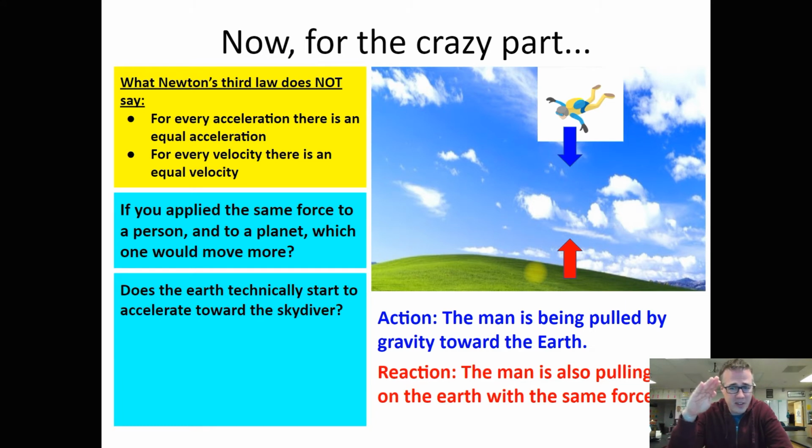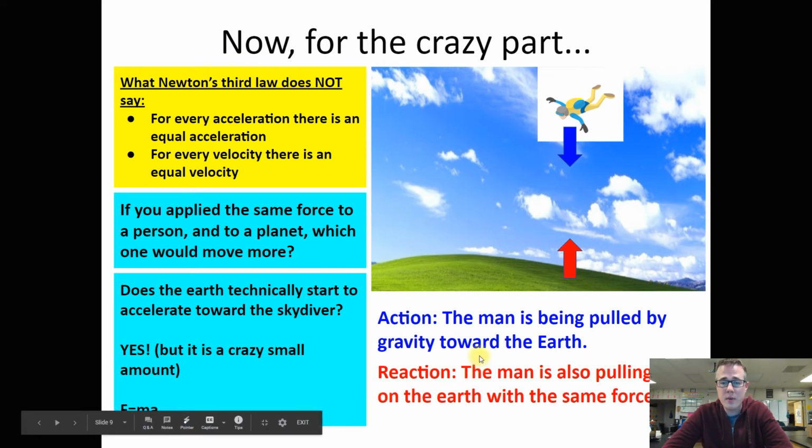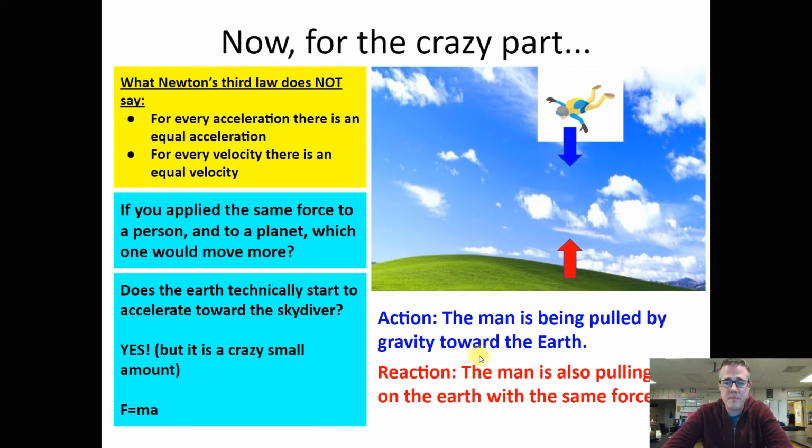It's just the man is accelerating a lot more because he's receiving the same force and he's a smaller mass, and so he's going to accelerate faster. So yes, but it's a crazy small amount, and that's all because of Newton's second law. Force equals mass times acceleration.